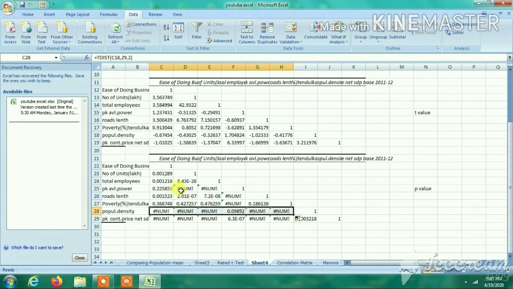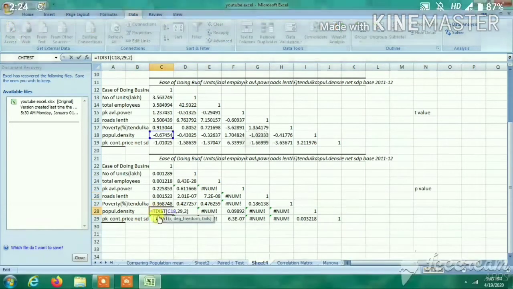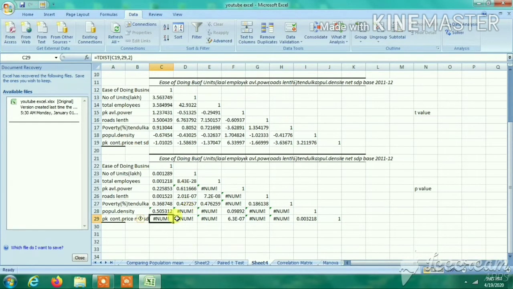Now for this value, since it is negative, we have not given the negative sign, so here we have to just put the negative sign and it will come automatically. Since the value is negative, give the negative sign, it will come. Similarly here, before C put a negative sign, the value will come. Similarly, the others also we have to do. Here also put a negative sign, since there is a negative in the t value.